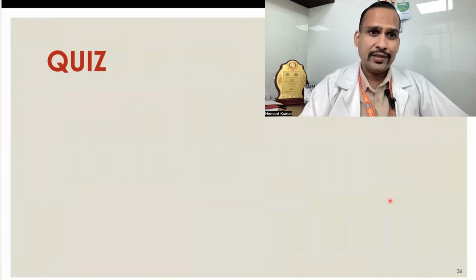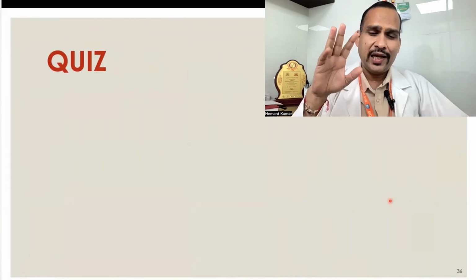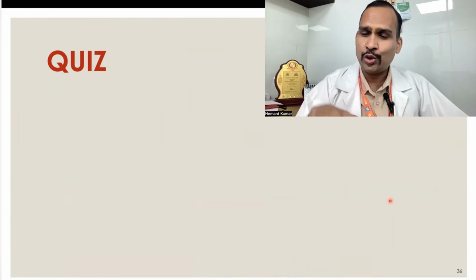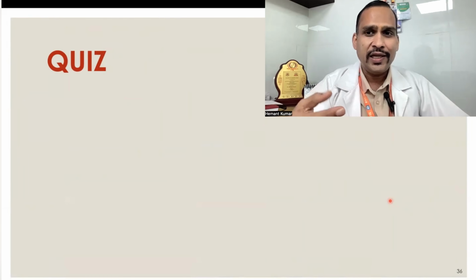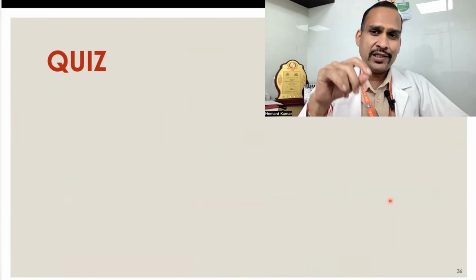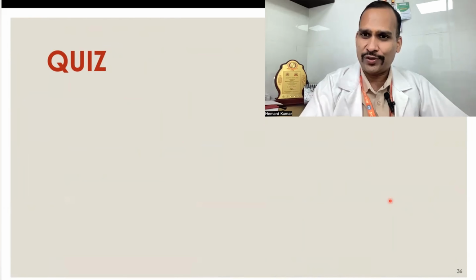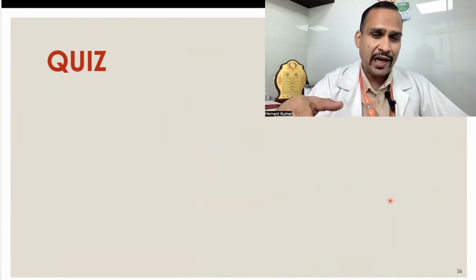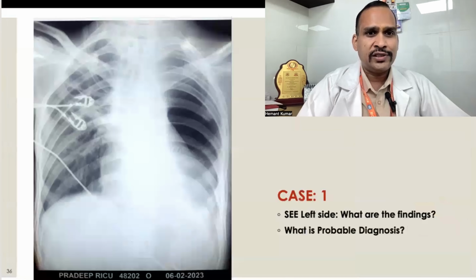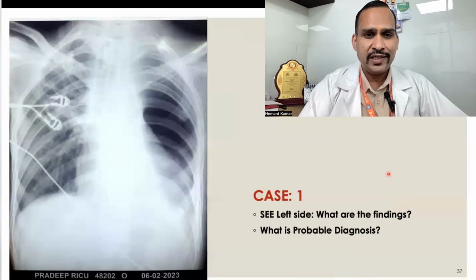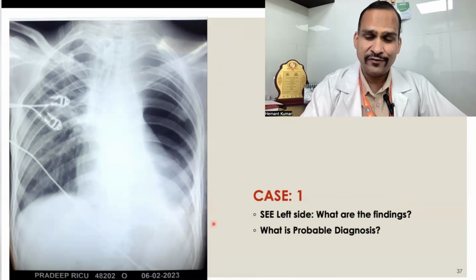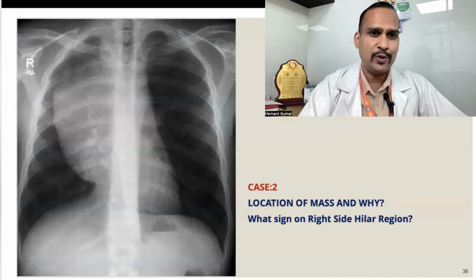Now this is a quiz. So I'll show you three images. I'll ask you a question, and you have to answer. You have to write the answer in your comment box. And in the next lecture, I will discuss all these three cases. So let's start. This is our first case. In this case, what are you seeing on the left side? What is the finding, and what is the probable diagnosis? So see carefully and write the answer in your comment box.